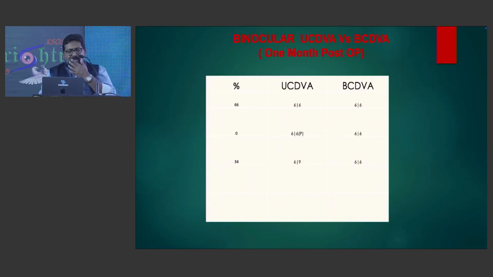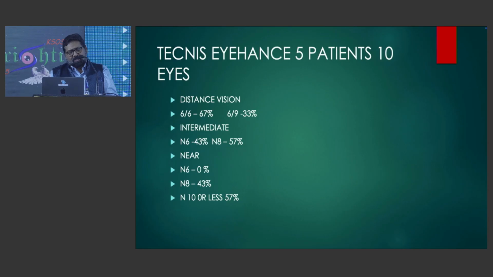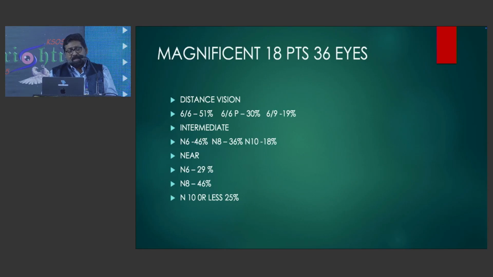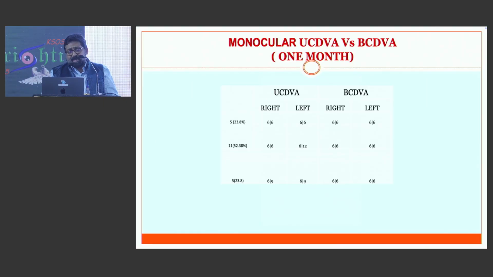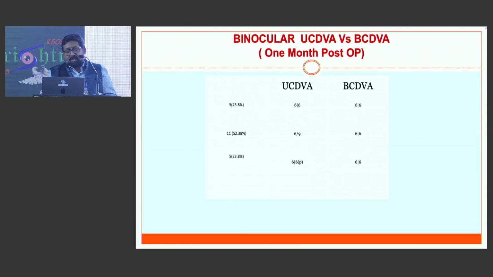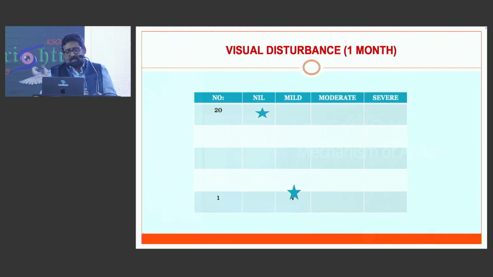It works very well in 67% of my patients. It works well with 6.6 N10. Like I said, of course, I do a micro monovision correction and visual disturbance. And compared to Eyhance and Magnificent, it is much better. The Vivid is another one. It has got a central refractive zone and the peripheral diffractive zone, which accounts for the improvement in vision. Again, with a micro monovision correction, I can almost offer almost 70% patients with 6.6 N6.